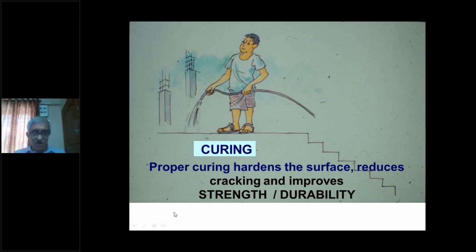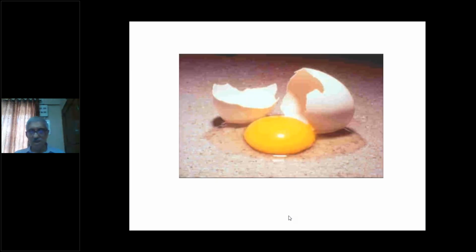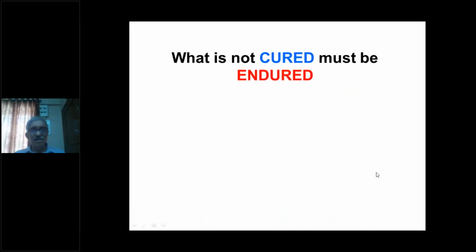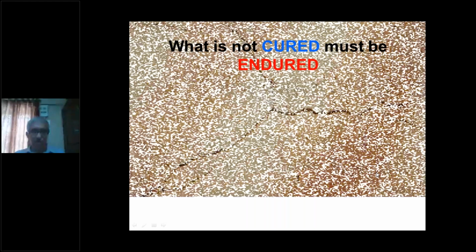But very soon some problems developed, cracking and other problems. So repairs were necessary. Proper curing hardens the surface and reduces the cracking and improves durability. So now let's look at what creates problems. Concrete is like an egg, it cracks. What is not cured properly has to be endured, because this crack will soon develop into a pothole.